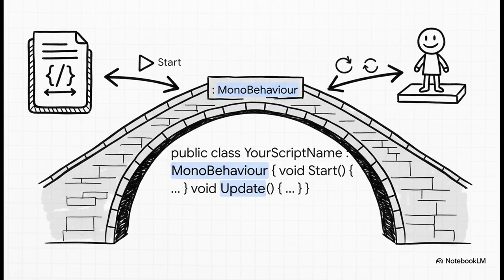This is what gives us access to amazing built-in functions like Start, which runs just once when the object first appears, and Update, which runs over and over every single frame. That Update method, that's basically the heartbeat of your game.